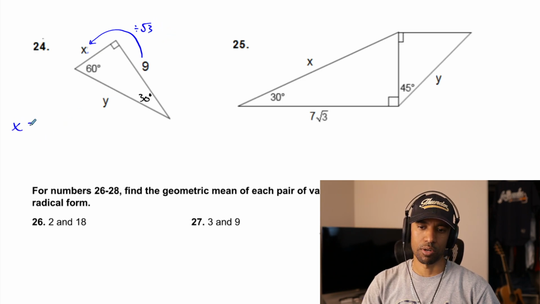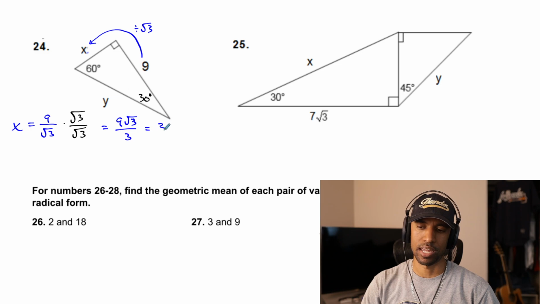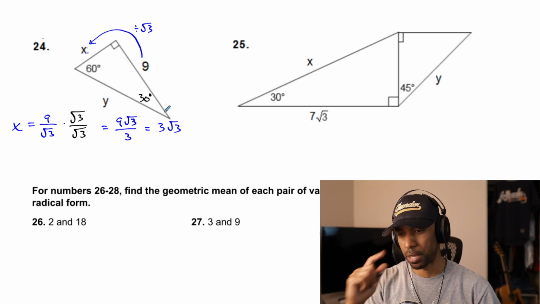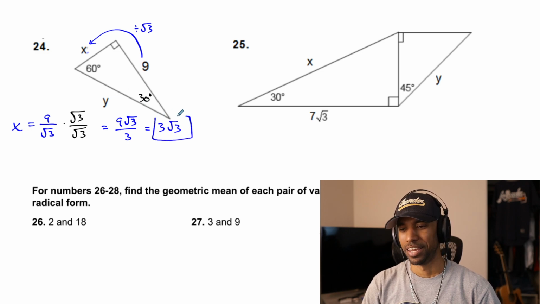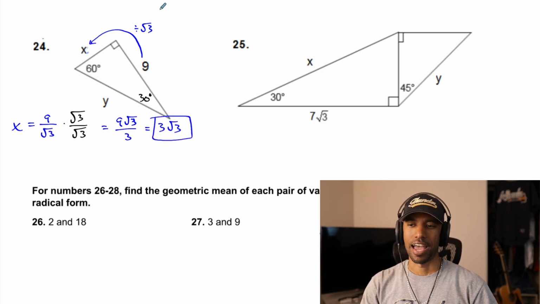So x is going to be 9 over the square root of 3. If I rationalize the denominator, I'm going to multiply top and bottom by root 3. So that'll give me 9 root 3 all over 3. 9 over 3 is 3. That gives me 3 root 3. Are you sick of me saying 3? All right, that is x.